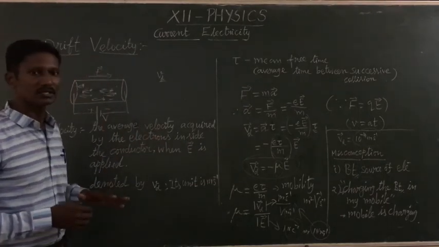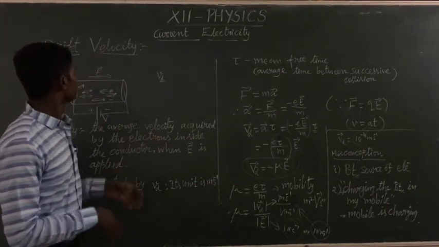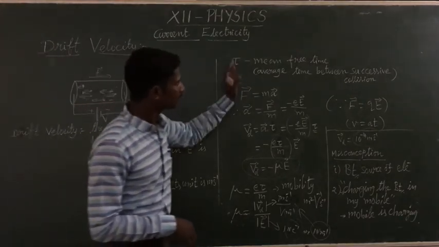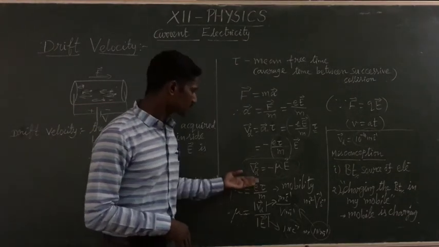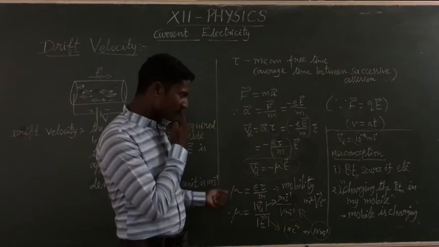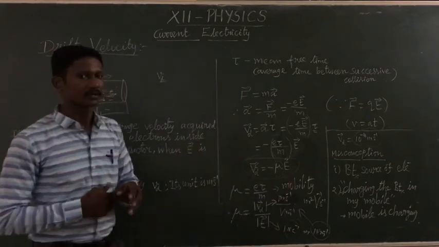2 mark and 1 mark questions also come from that topic. Drift velocity, then mean free path, then the expression, then mobility is very important for 2 marks. Then the unit is very important, 1 mark. Okay, thank you.